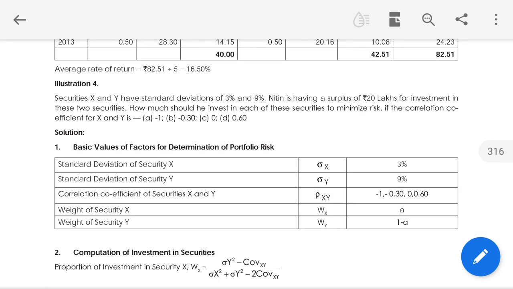Paper 14, SFM Note 8, Security Analysis and Portfolio Management.